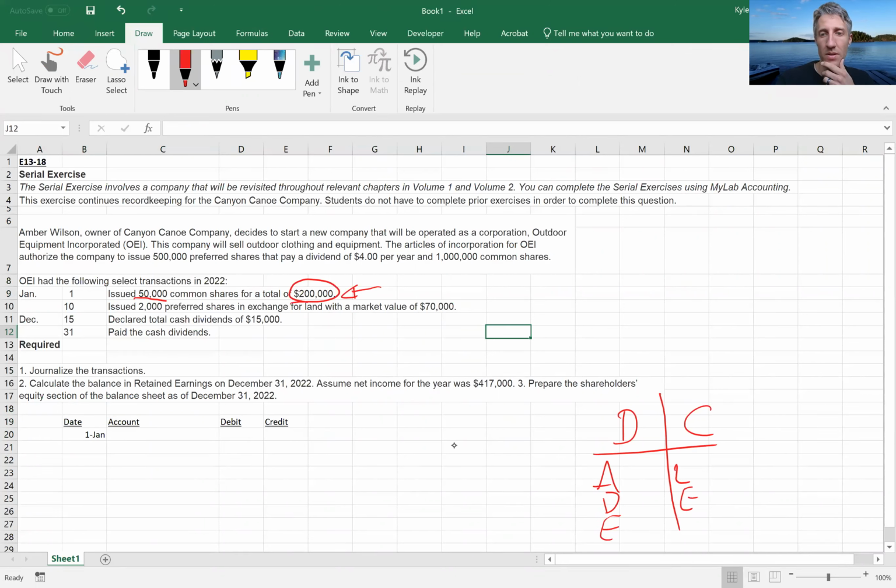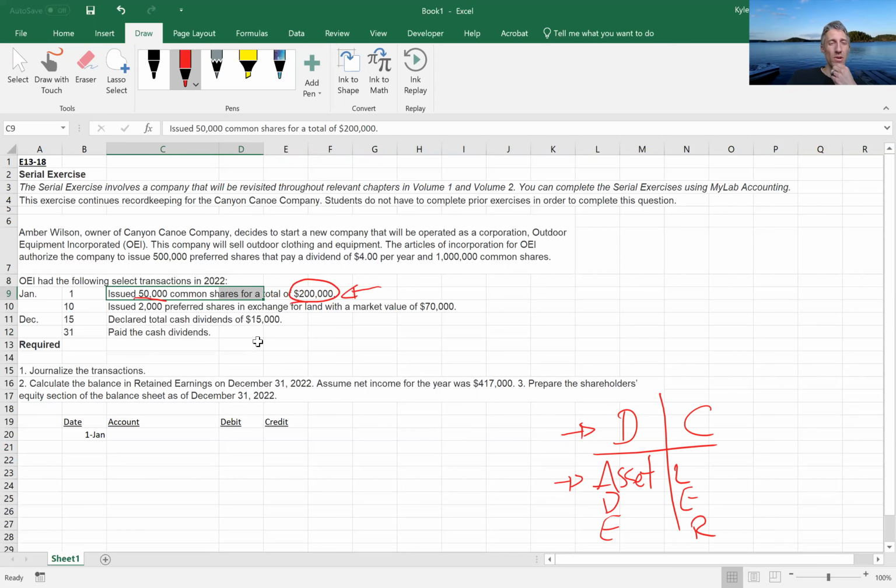Well, if I'm going to give myself a cheat sheet, DC Adler, I know cash is an asset. And to increase assets, I debit an asset account. So I'm going to debit cash. Sometimes what it gives us is the per share price, or sometimes it gives us the total amount of cash. In this example, it's giving us the total amount of cash. So I know cash is going to go up by 200,000.